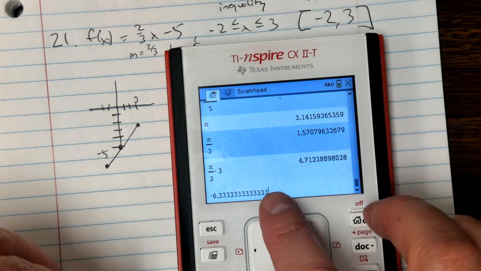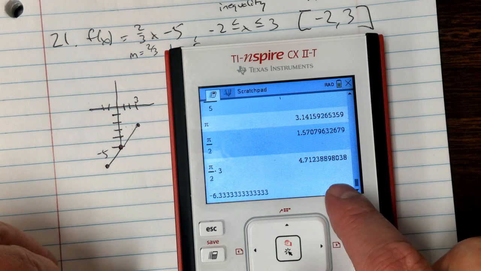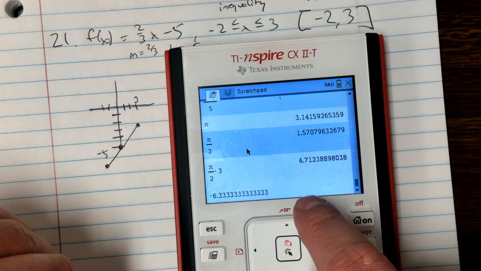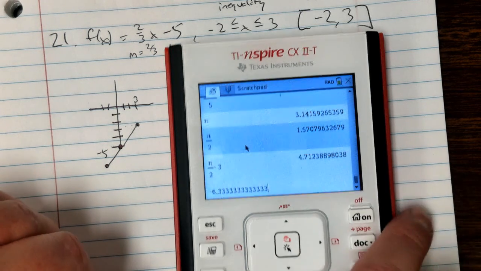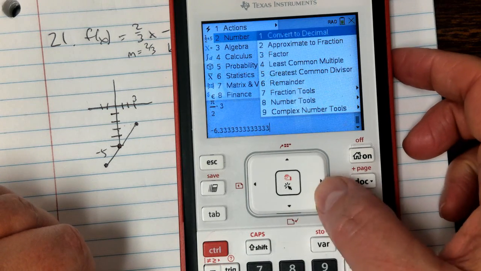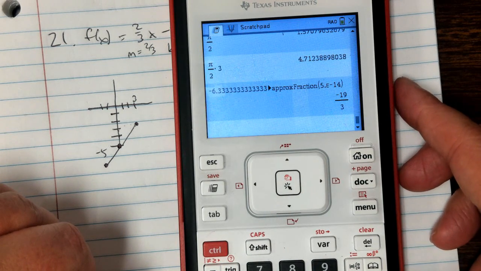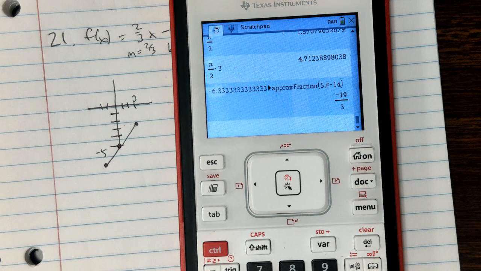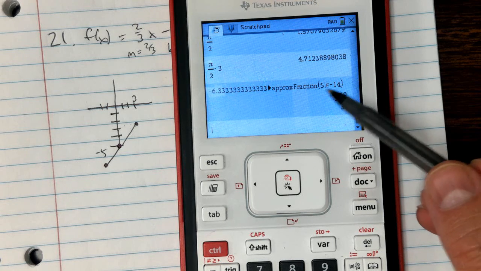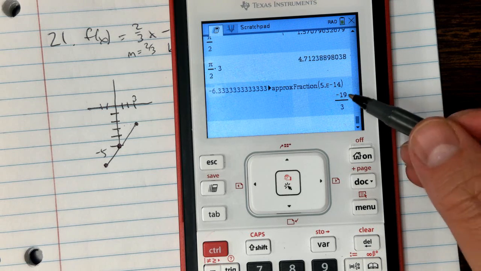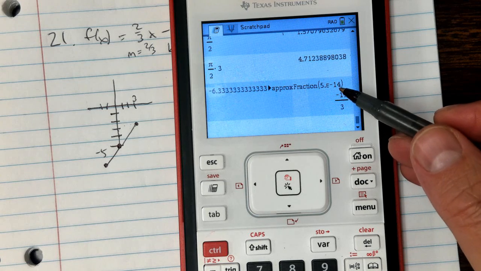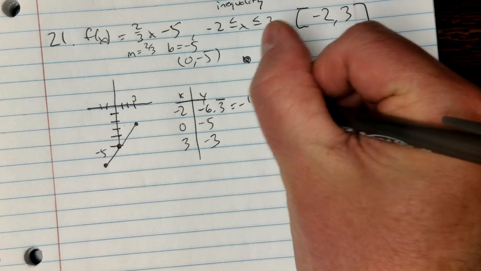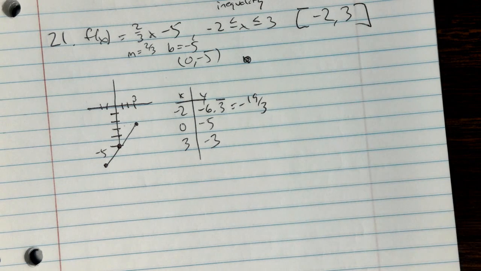And at this point, I'm just going to try to convert it to a fraction. I might need to put extra 3s. I usually go to half the screen, but let's just try it. Okay, it liked it. So -19/3. Just ignore this 5e to the -14, because anytime it's e to a negative number, that'd be like 0. So this is -19/3. Okay.